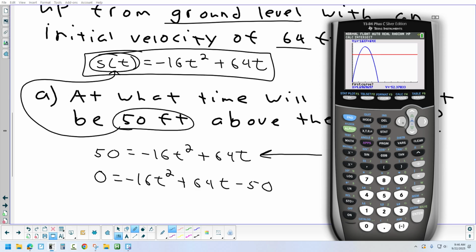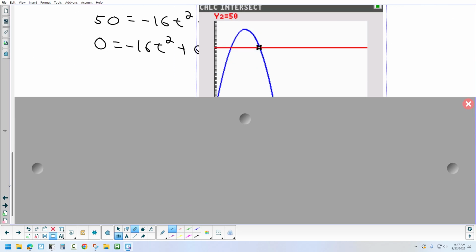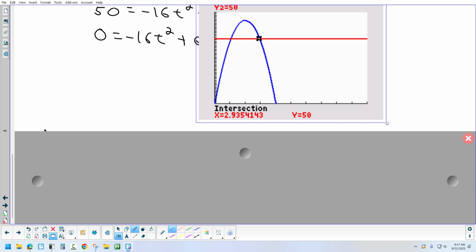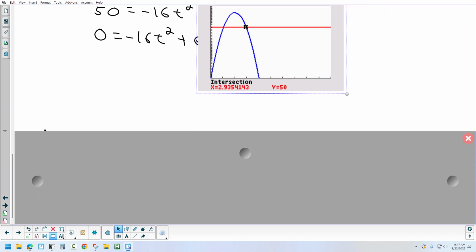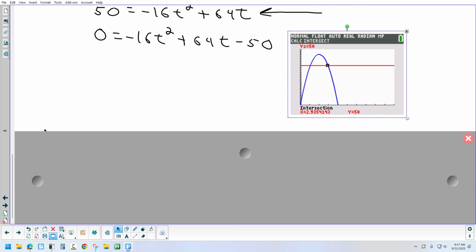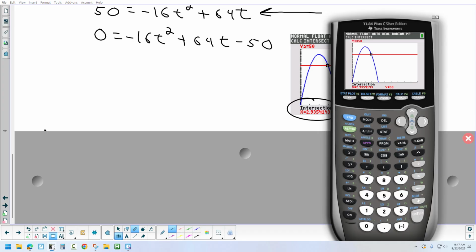I'm going to press my left arrow until I eventually see my cursor. There it is. I'm going to put it near the one on the right, and I'm going to hit enter 3 times. That is the first time the rocket hits 50 feet. Oh, I'm sorry, second time. That's on the way back down. 2.94 seconds. That's one answer the quadratic formula would have given you.